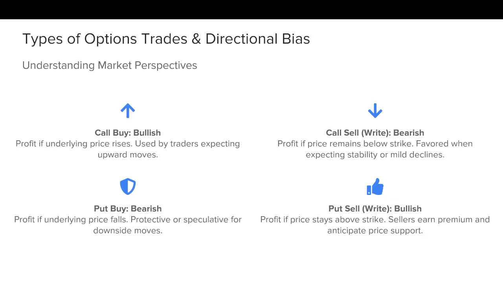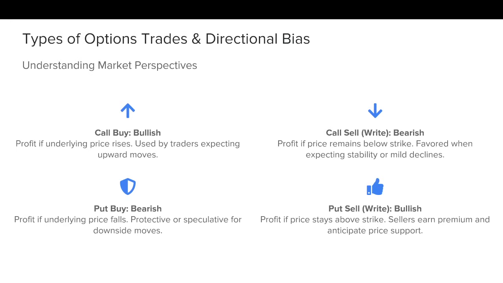Third one is put buy, bearish. Profit if underlying price falls, protective or speculative for downside moves. Number 4, put sell, which is bullish. Profit if price stays above strike, sellers earn premium and anticipate price support. Now concentrate on the first one and the fourth one. A call buy is bullish, a put sell is also bullish.